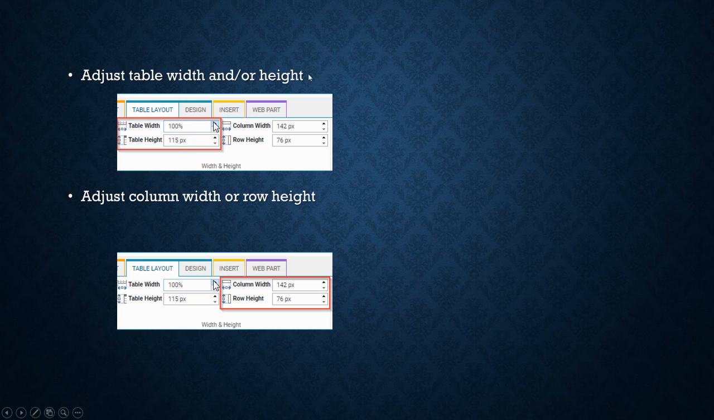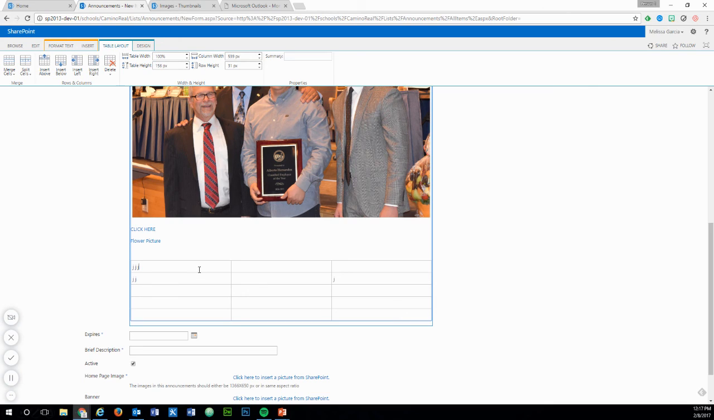To adjust the table width and or the height, you would control it from the table layout in the ribbon and table width and table height. You can also adjust the column or the row height in the same area. So here it is right here. Make sure you're clicked inside of your table and the table layout, and you have it right here, table width and table height, and then column width and column height.